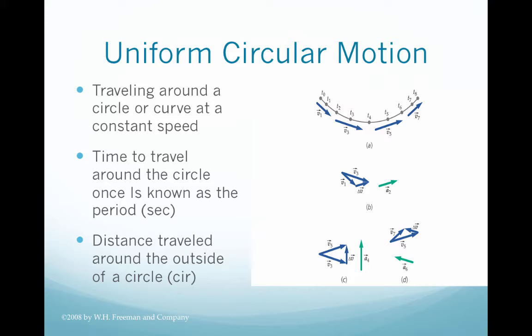And the other thing we want to worry about is the distance traveled around a circle, which we call the circumference. So when we go around an entire circle, the circumference is the perimeter of the circle, which can be found by 2 pi r.